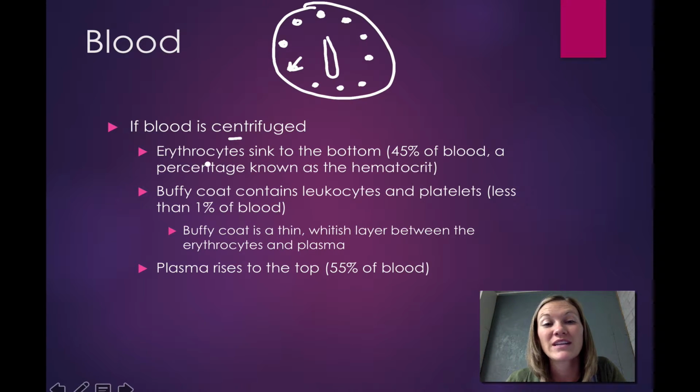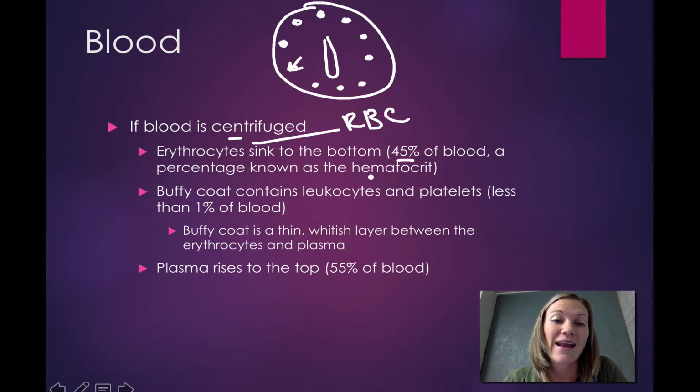So what we find when blood is centrifuged is that the erythrocytes, or the red blood cells, sink to the bottom. They make up about 45% of the blood, in a percentage known as the hematocrit. So the hematocrit is actually a really important thing to understand.